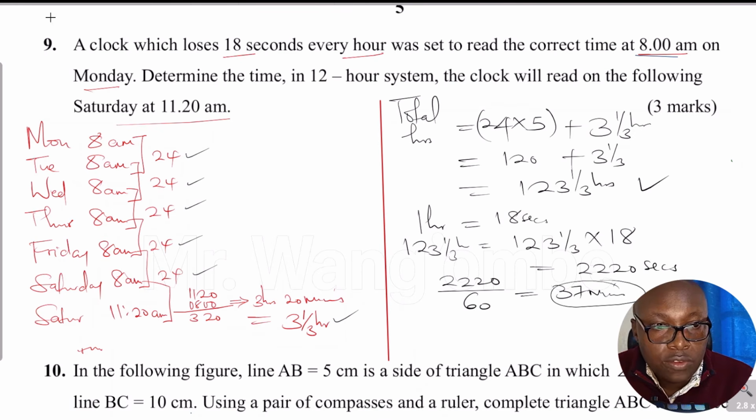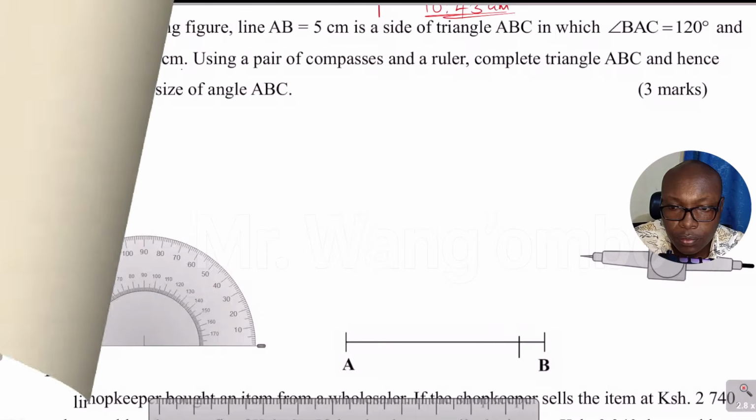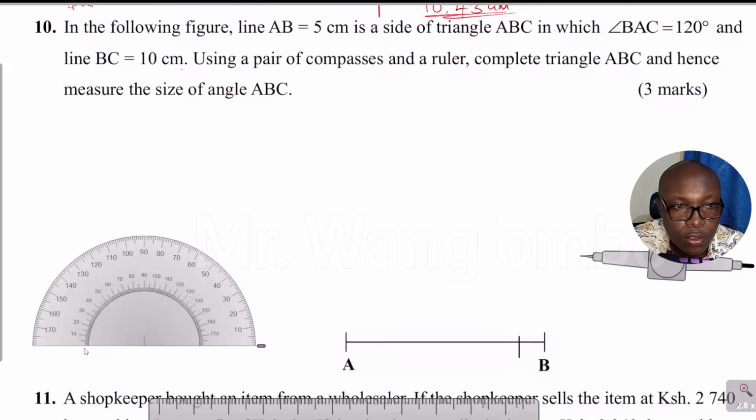Now, instead of reading the correct time at 11:20 a.m., it will have lost 37 minutes. So we subtract because it will have lost. So now it will read 10:43 a.m.